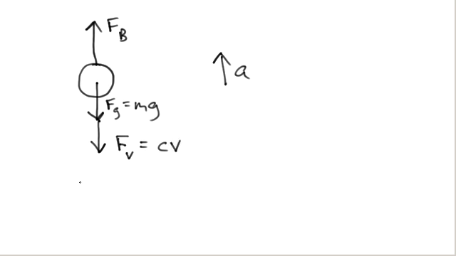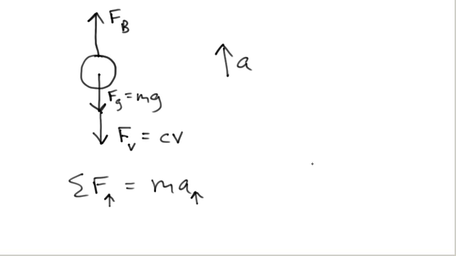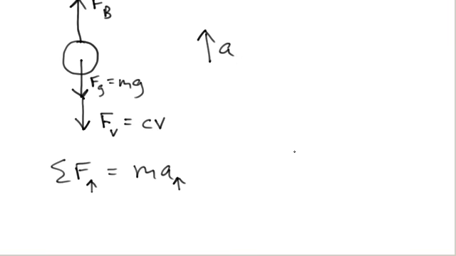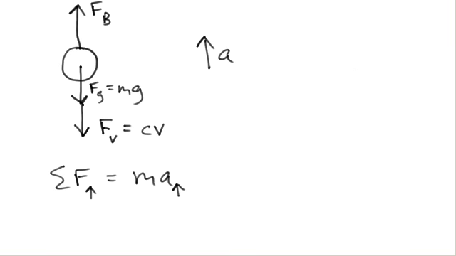So we do a sum of the forces in the upward direction at any instant while it's already moving upward. It's going to be equal to the mass times the acceleration in the upward direction. Let's see, the sum of the forces is going to be FB minus FG minus FV is equal to ma.